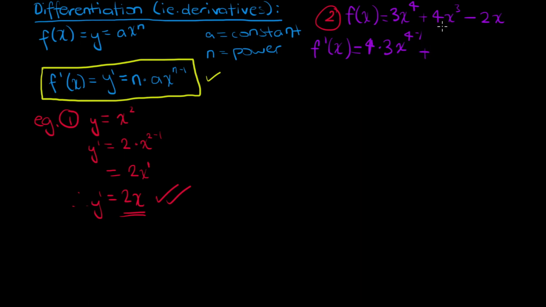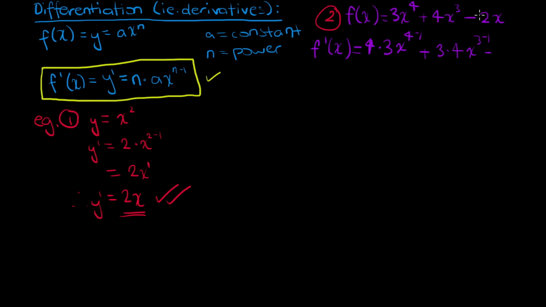Alright, so now the next one, we'll go on to 4x cubed. So we bring down the power and multiply it by the constant. In this case, the power is 3 and the constant is 4. Then you rewrite the pronumeral, rewrite the power and minus it by 1. Then we go minus because that's the symbol, and let's go on to 2x.